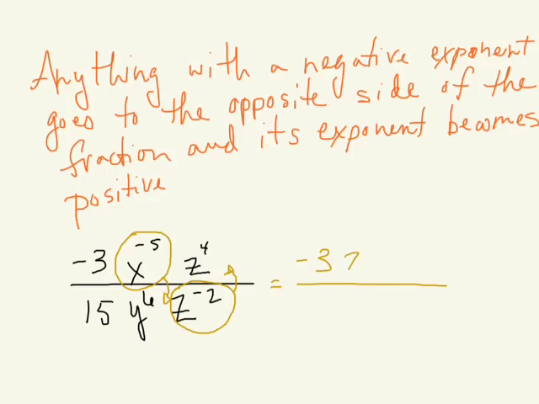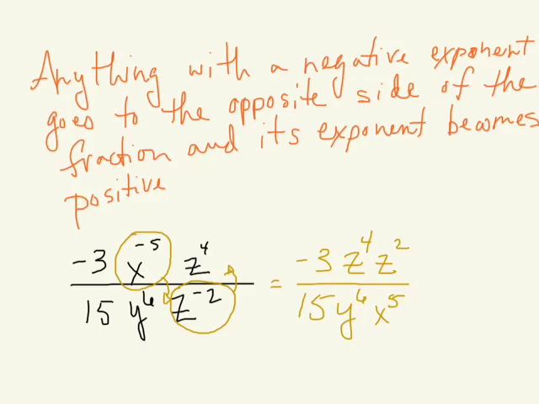So z to the 4th stays there. It was already there. And z to the negative second comes up, and you get z to the second. Down below, you got 15. Y to the 6th was already there. Oops, I should have written these in alphabetic order. That's all right. X to the negative 5th comes down. You just get x to the 5th. You got to simplify these, though.